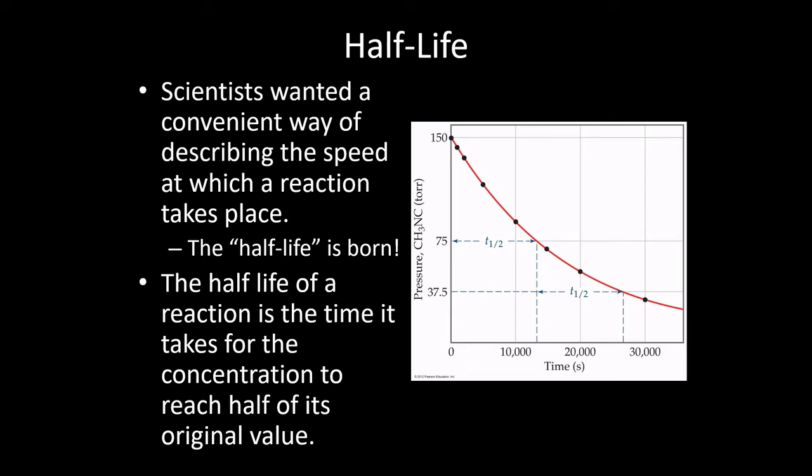Moving right along here in Chapter 12, let's talk about the half-life. Scientists wanted a convenient way of describing the speed at which a reaction takes place, and that was slightly more convenient than just the rate constant, because truthfully the rate constant would work for this as well, but the rate constant is a bit more abstract. They wanted something more concrete, and the half-life is born.